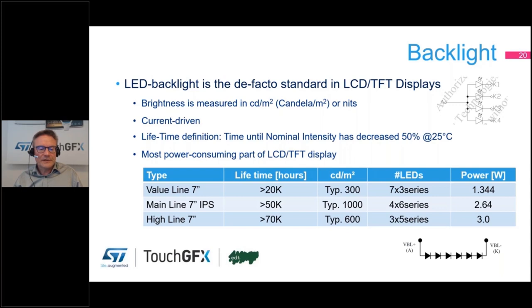This example here shows you a comparison between three typical 7-inch displays with different brightness levels, and you will see we have different lifetime of the LED backlight as per definition. And for those of you who don't know it, the lifetime is defined as the time until the display reaches half brightness, measured at 25 degrees. And that is where your eye really starts seeing a significant change of brightness typically.